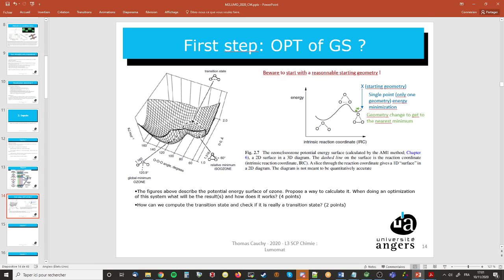That means it's a minimum in everything except one coordinate. And it works if you are already at, for example, an optimization. If you already have this optimization, or if you have both, you can tell the program, I have this geometry, they are both global minima. Between the two, what is the most important difference? So here it will be the distance between the two oxygen and the angle. It will try to go at the half, and it will try to find a maximum of energy.